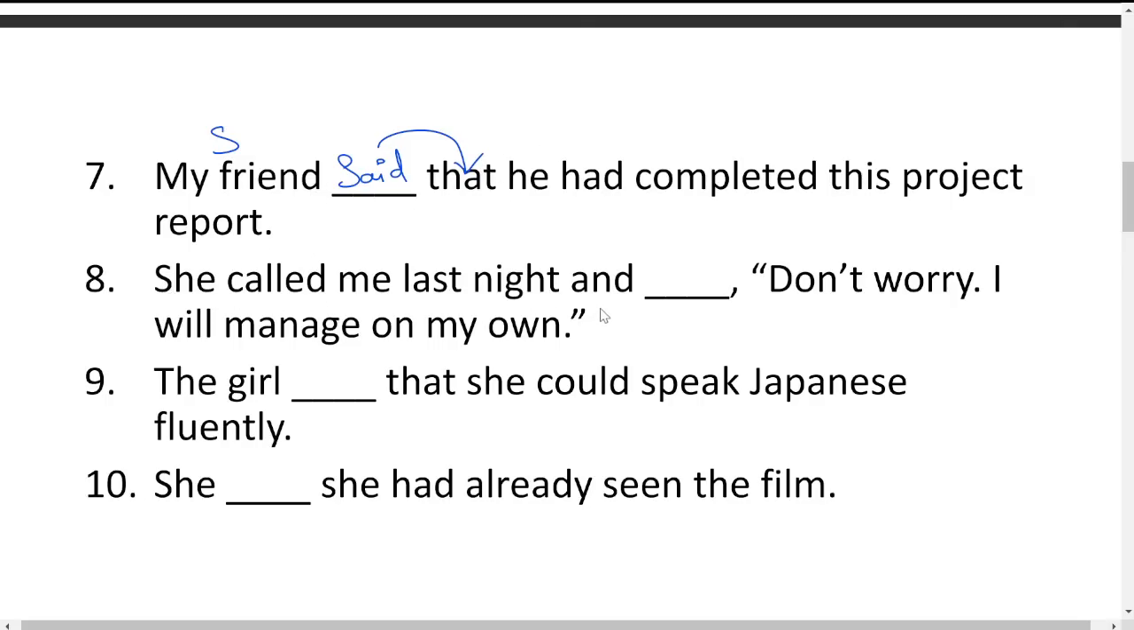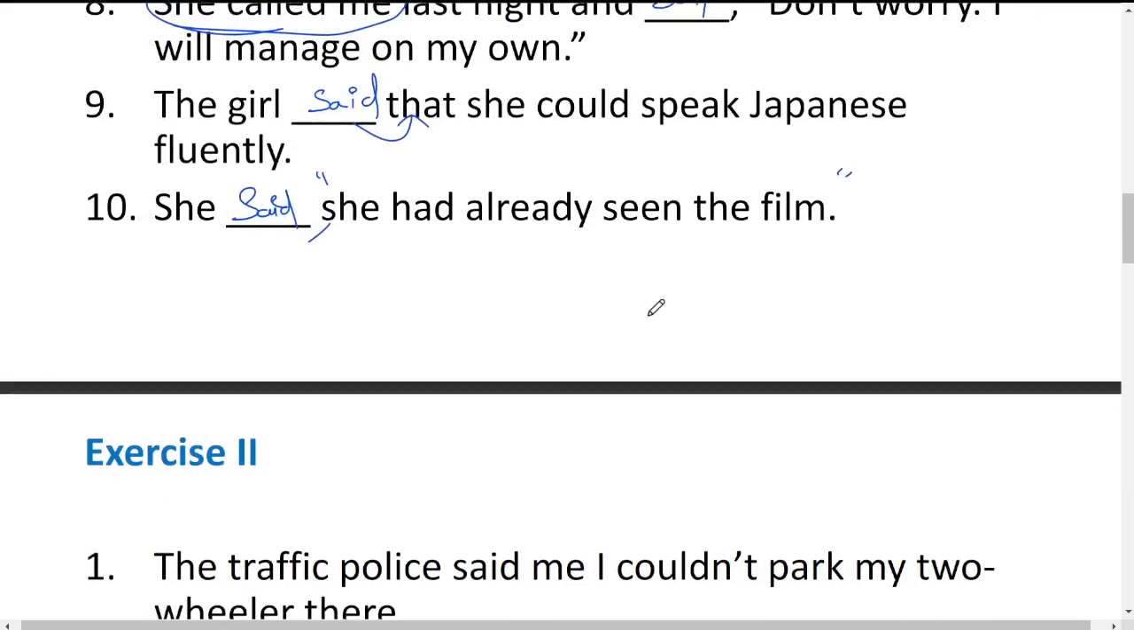Next, she called me last night and dash. Don't worry, I will manage on my own. Now she called me last night is already over. Okay, so now the speaker is saying don't worry. So what you need here? She called me and said. Next, the girl dash that. The girl, what you can use here? Said that is given. The girl said that immediately, just like the seventh rule. Next, she dash. She had already seen the film. What you can use here? She said she had already seen the film. You can use it in the direct speech. Okay, so this is how you have to answer, both based on the speaker and the listener.